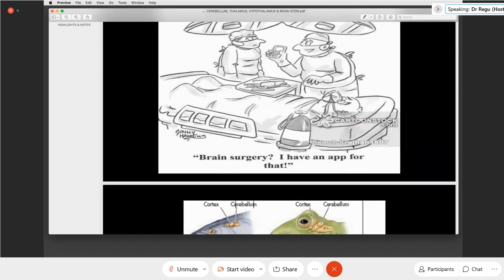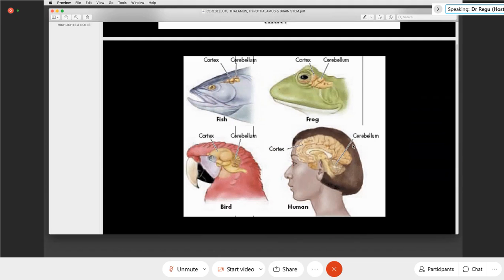All right. Okay, so moving on. Now the cerebellum is a structure that is found in various mammalians, not just in human beings. I'm showing you this picture to show you the relative size of the cerebellum.